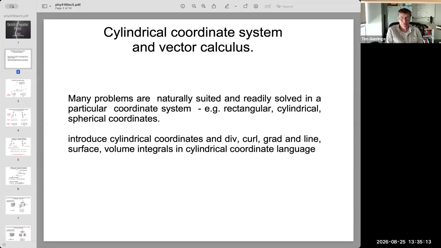Then we're going to talk about div, grad, and curl in these coordinate systems. What do div, grad, and curl look like in cylindrical and spherical coordinates? And we're going to talk about surface integrals, line integrals, volume elements. What do those things look like in cylindrical and spherical coordinates? So that's the plan. It's the plan for today with cylindrical coordinates, plan for next class with spherical coordinates.